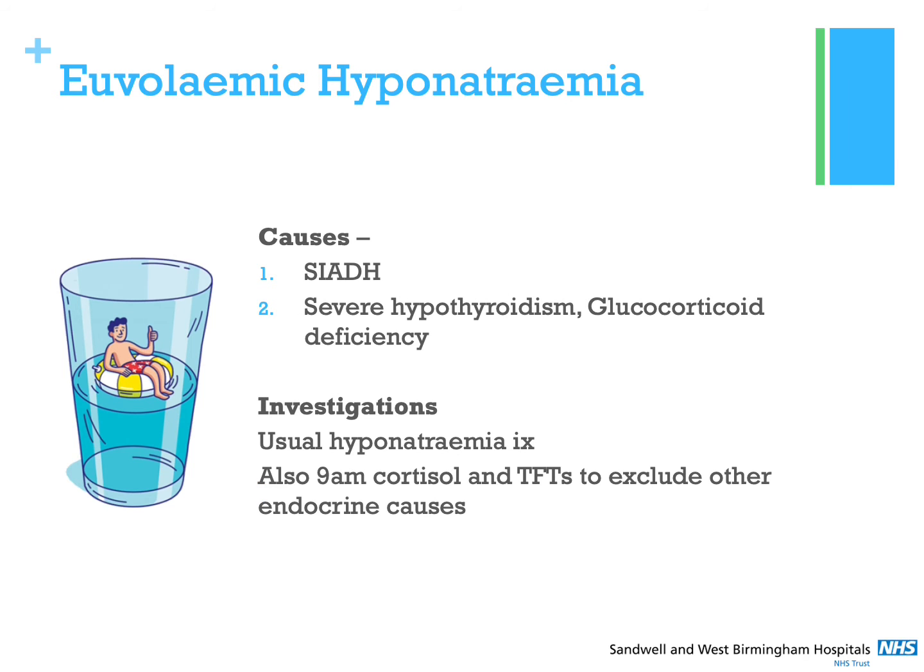We'll now talk about euvolemic hyponatremia. And the main condition which we talk about in this context is syndrome of inappropriate ADH secretion, or SIADH. But there are other causes as well, albeit reasonably uncommon, things like severe hypothyroidism and glucocorticoid deficiency. Which is why, in addition to the usual investigations for hyponatremia, it's important to do a 9 AM cortisol and thyroid function tests when you notice a hyponatremia in a euvolemic patient.